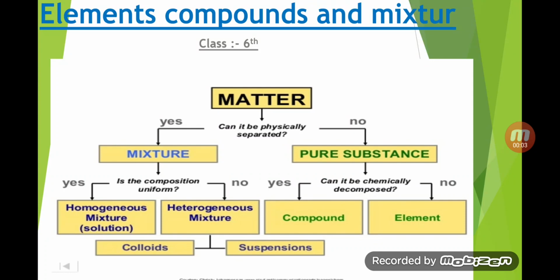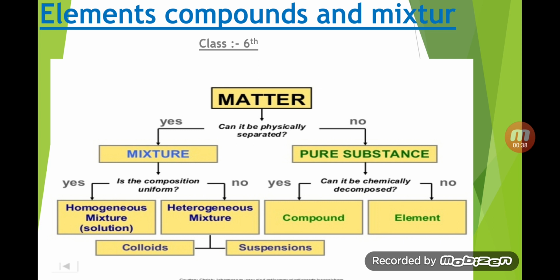This is your third lecture from the second chapter, Element, Compound and Mixture. In the last lecture we discussed homogeneous and heterogeneous mixtures. But in this lecture I'll try to make you understand with examples the exact meaning of homogeneous and heterogeneous mixtures. Here you can see that there are two kinds of mixtures, homogeneous and heterogeneous.